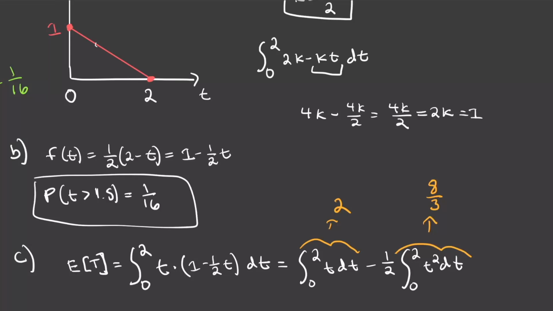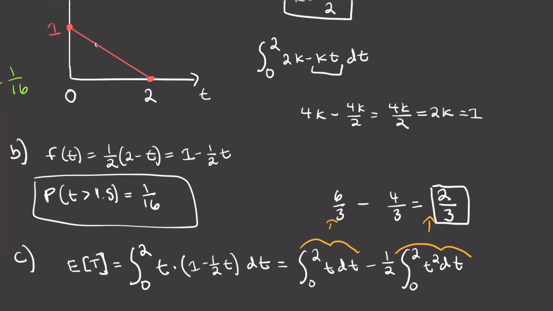So that's our final answer. It's going to be 2 minus 1/2 times 8/3. 1/2 times 8/3, that's just going to be 4/3. So 2 minus 4/3. So 2 is also known as 6/3, right, to get it over a common denominator. 6/3 minus 4/3 is going to be 2/3. So that is the expected value of t. It's going to be 2/3.